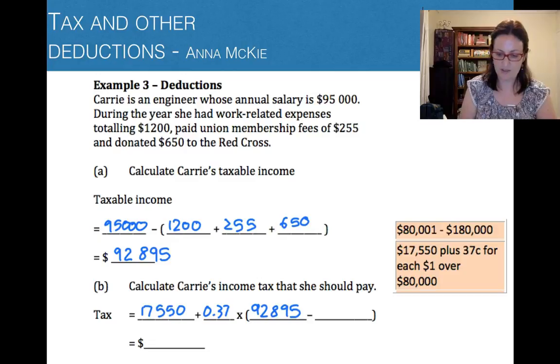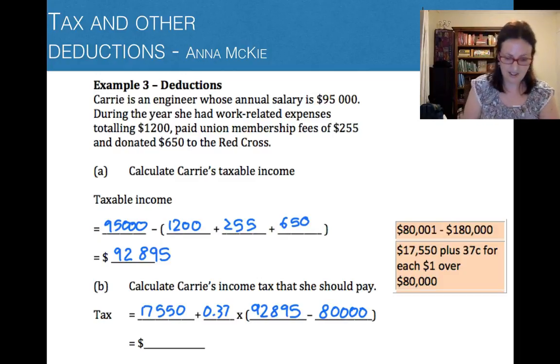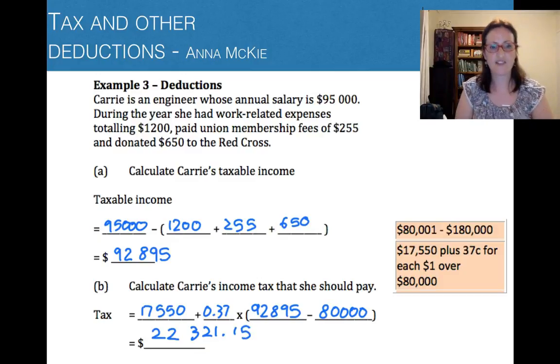92,895, subtract 80,000 using your calculators. I'll pause while you do that. And our answer is $22,321.15. That's the amount of tax she needs to pay.